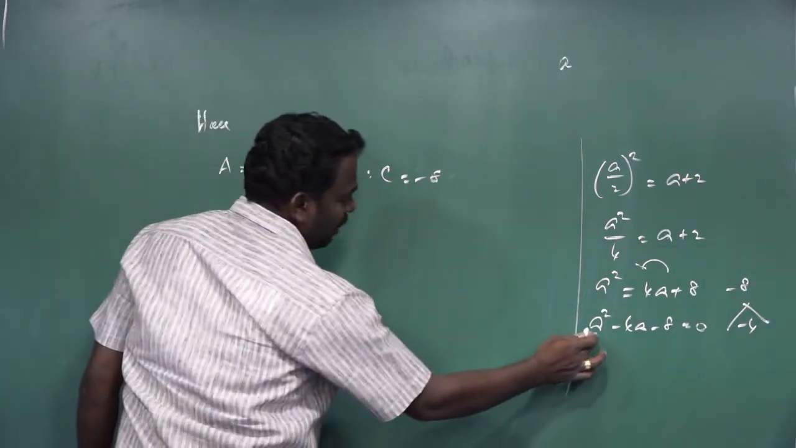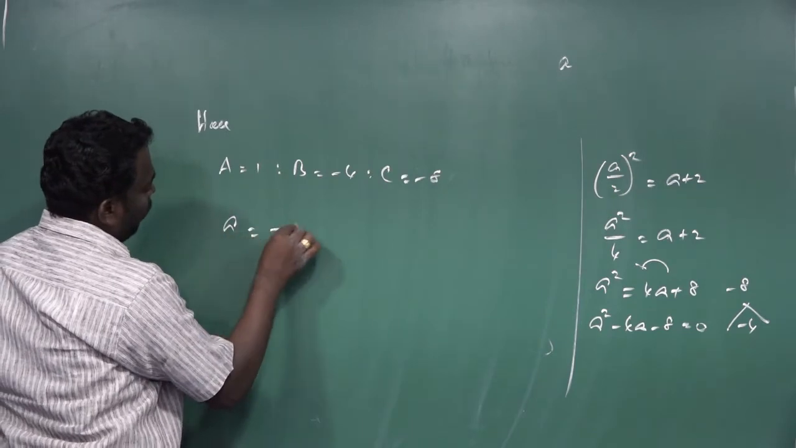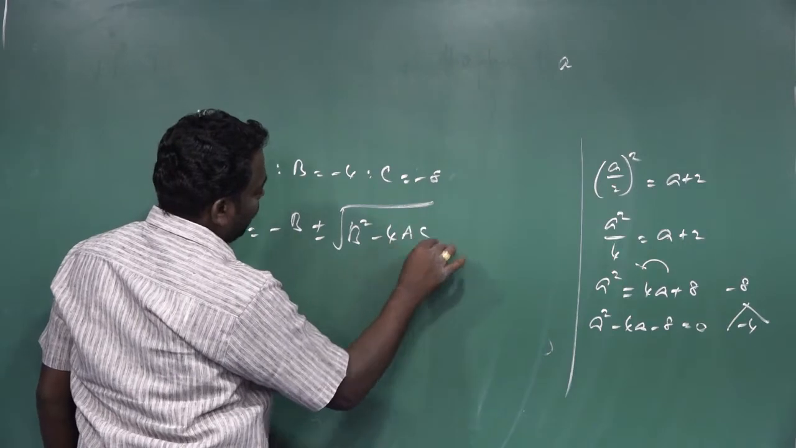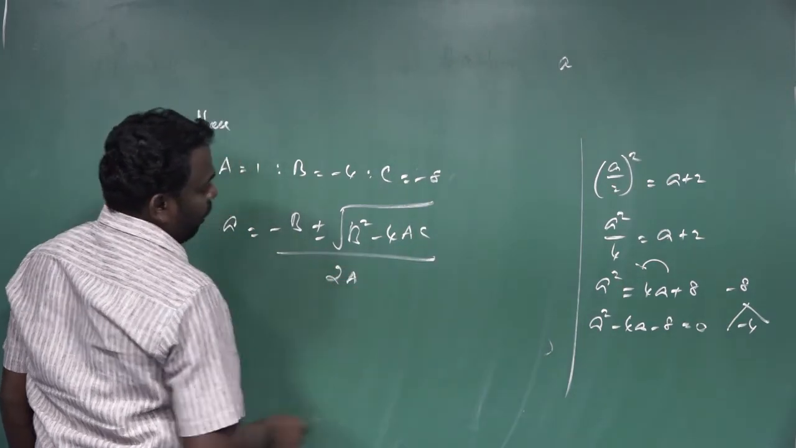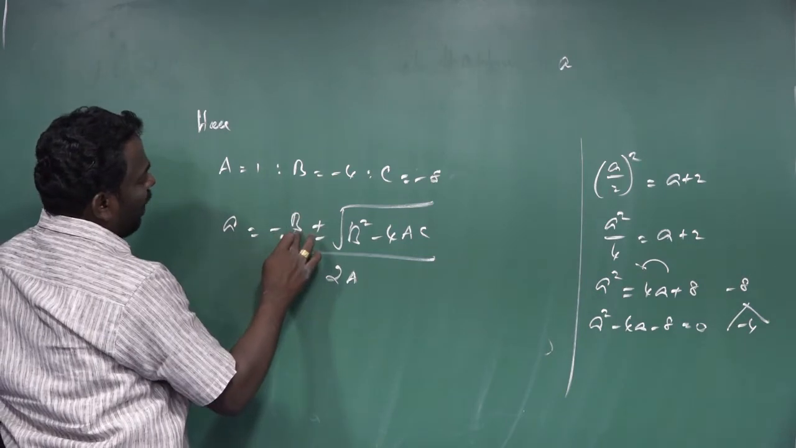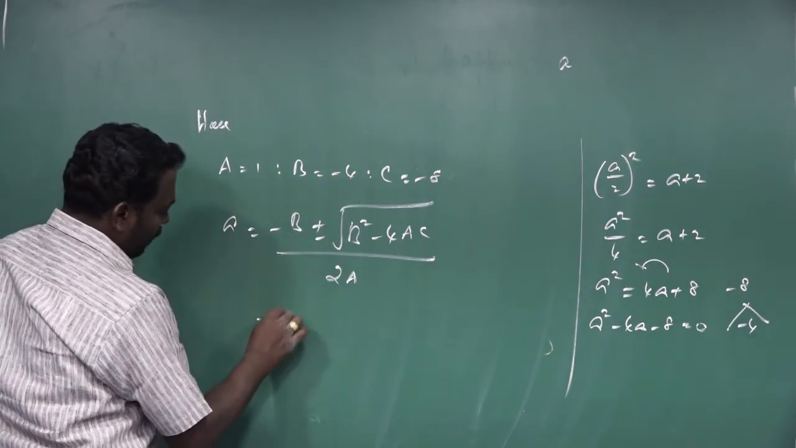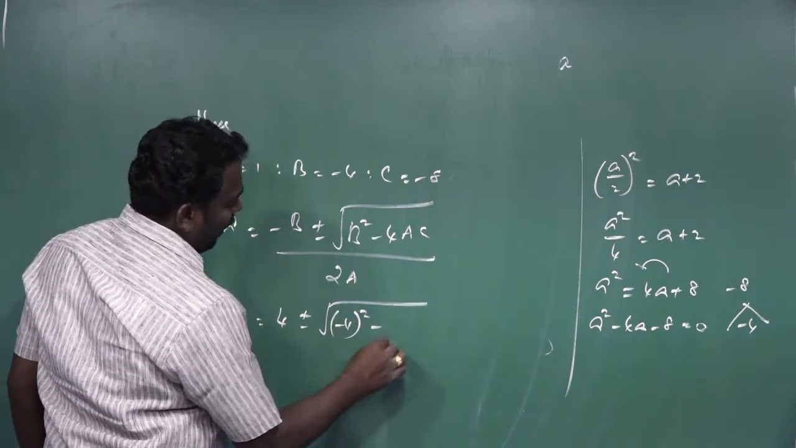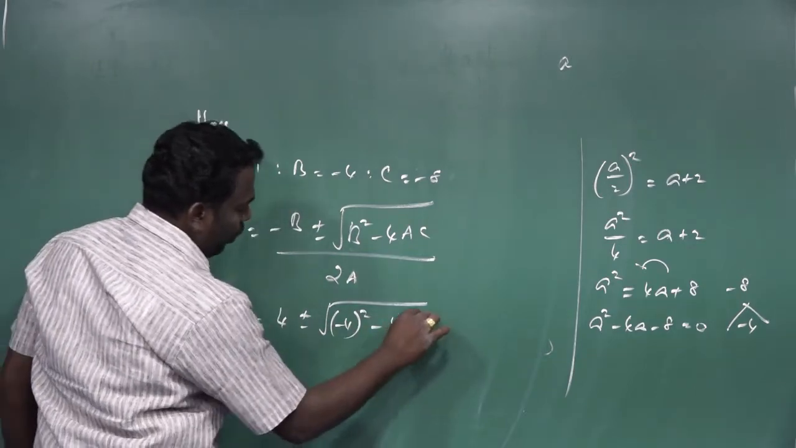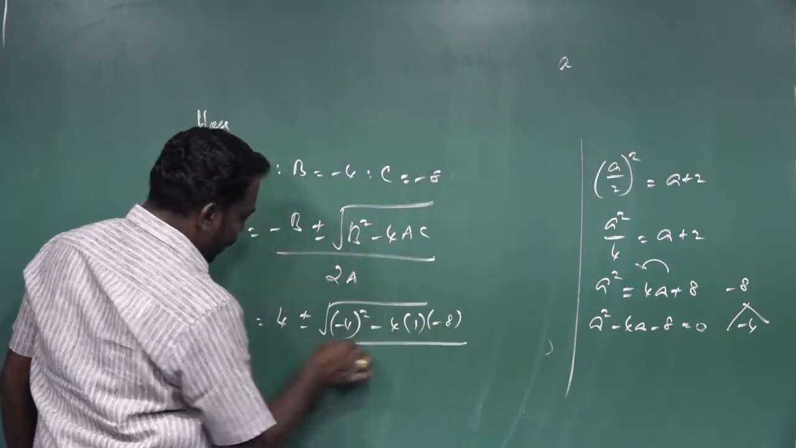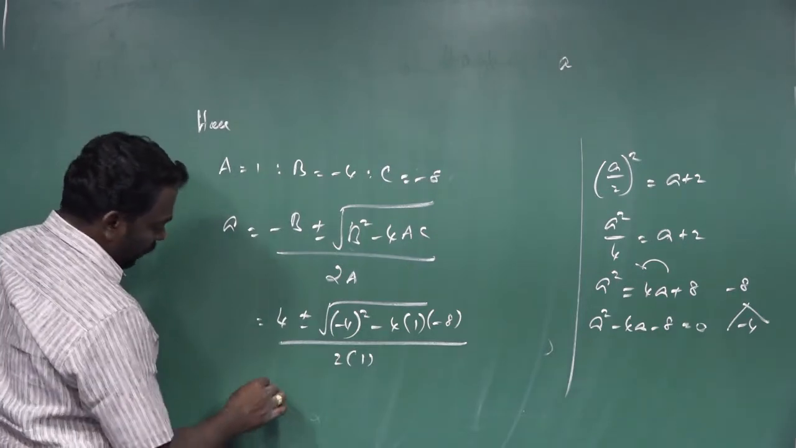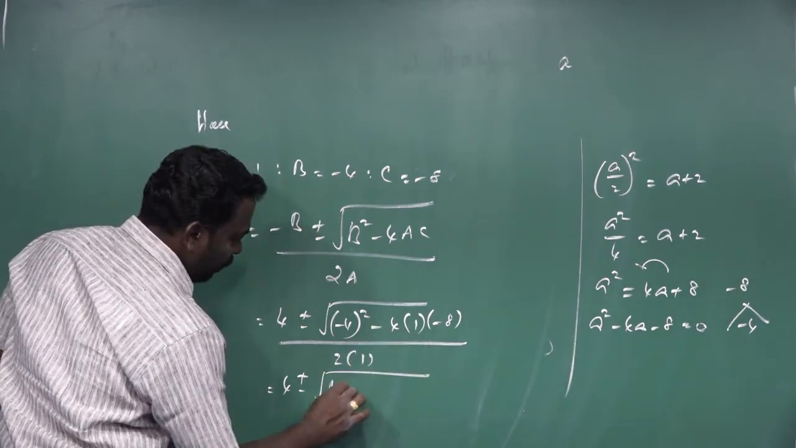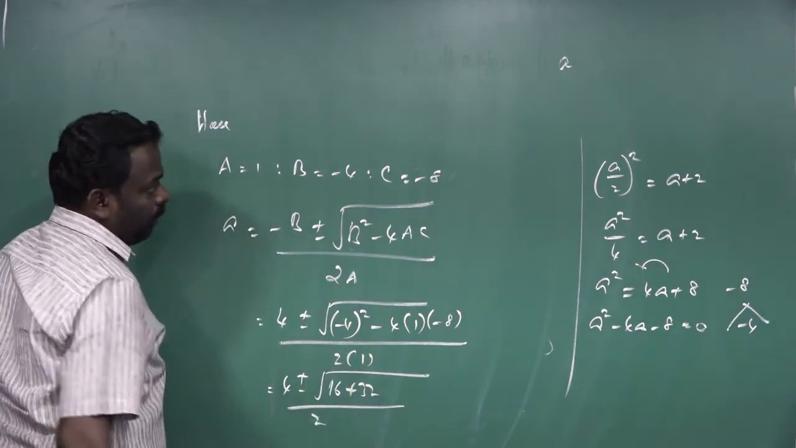Now to find the value of a, therefore a is equal to minus B plus or minus square root of B square minus 4AC, by 2 into A. B value equal to minus 4, so minus into minus is plus 4, plus or minus square root of B value minus 4 whole square minus 4 into A value 1, C value minus 8, by 2 into A value 1. That is equal to 4 plus or minus square root of 16 plus 32 by 2.